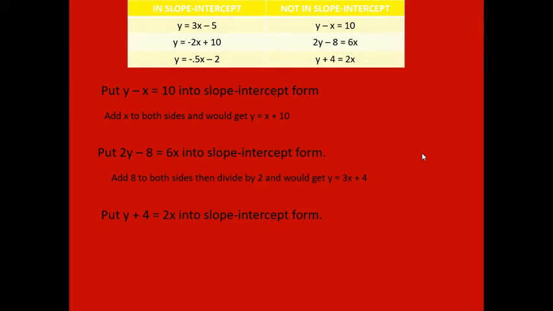Okay, we're going to put y plus 4 equals 2x into the slope-intercept form. And again, all we have to do is subtract 4 from both sides, and we would get y equals 2x minus 4.